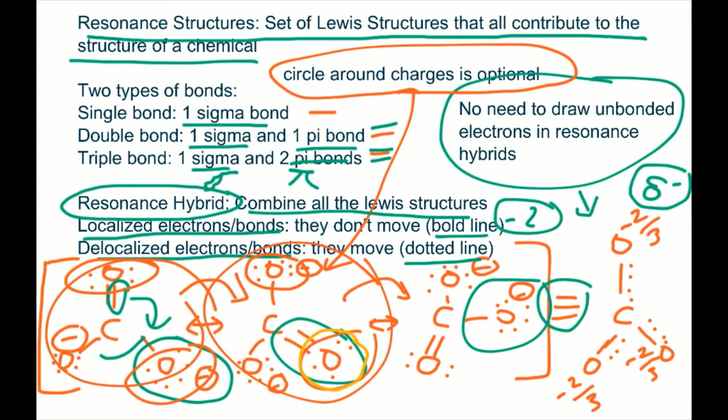Let's take a look at a few notes. At the beginning, I wrote it, but I didn't say it: the circles around charges are optional. You don't have to actually put a circle around the minus. That's just based on what you want to do. The second thing is that you don't have to draw unbonded electrons in resonance hybrids. In your resonance structures, you have to draw the lone pairs or the unbonded electrons, but in the resonance hybrid, you don't have to do that.